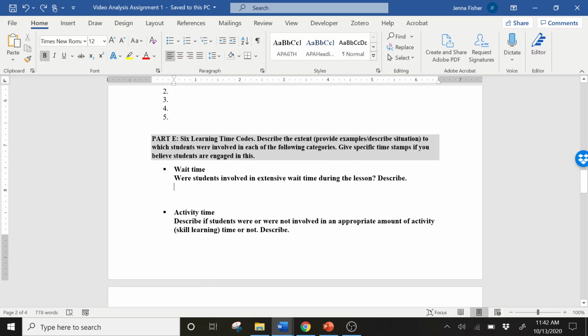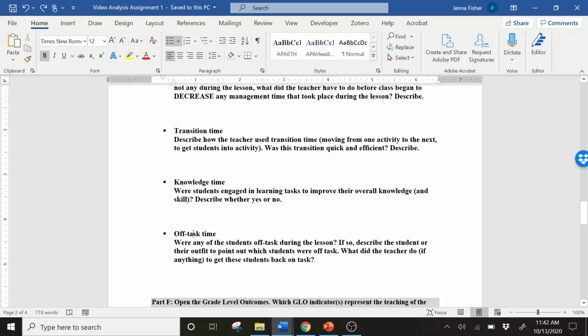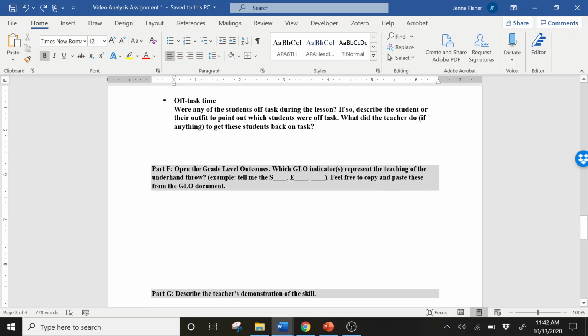Activity time, describe if the students were or were not involved in an appropriate amount of activity, specific skill learning time or not. Management time, transition time, knowledge time, and off-task time. Just answer those questions there. I kind of helped to guide your thinking. So just answer those questions.